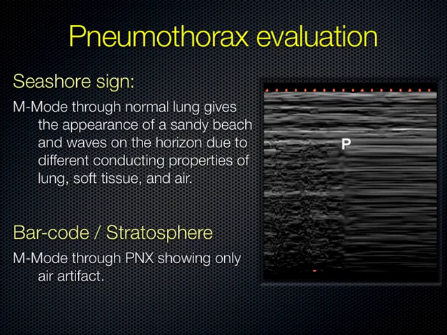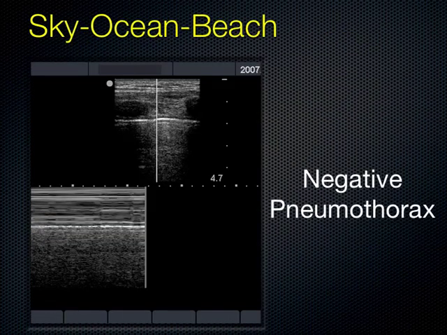Okay, some examples. This is an M mode through the pleural interface. You can also appreciate, even though it hasn't gotten all the way across the screen, that you have very definite sky, ocean, with the pleural line being the horizon of where the ocean meets the land, and a beach, more inferiorly. That's due to the motion of the lung. Okay?